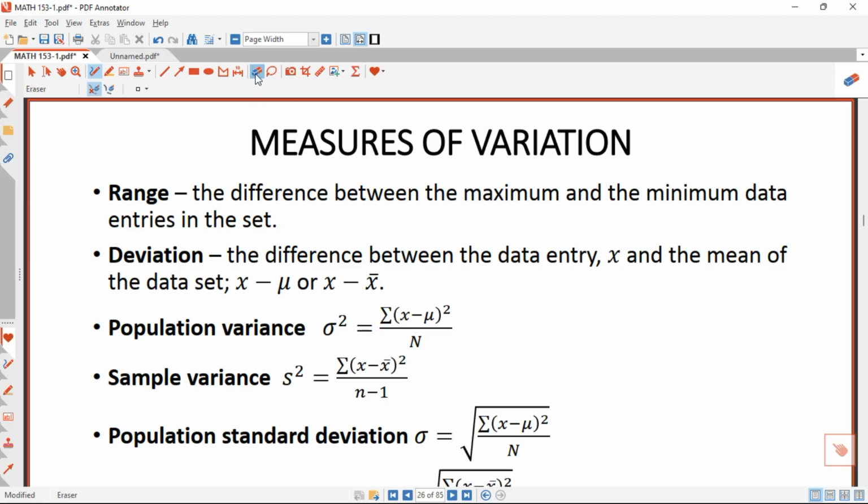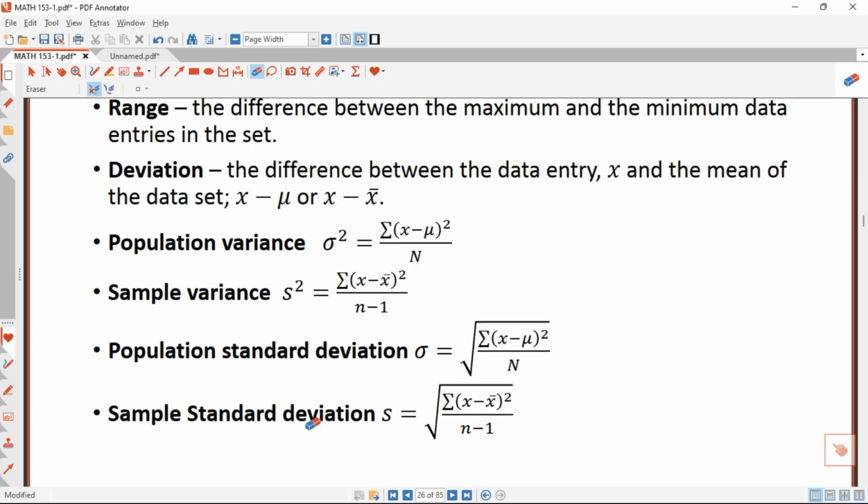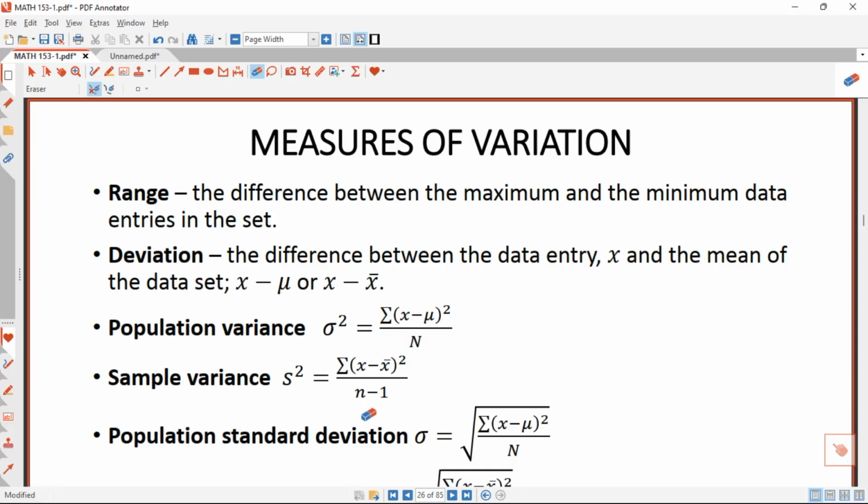Today we are going to continue our series of videos on statistical method 1, right? So today we are going to discuss measures of variations. We have about 5 measures of variations: range, deviation, population variance, sample variance, population standard deviation, and then sample standard deviation. These are the 5 measures of variations that we have. So we are going to discuss them one by one and look through the formulas, and then also we will solve examples for us to really appreciate whatever we are going to discuss here.